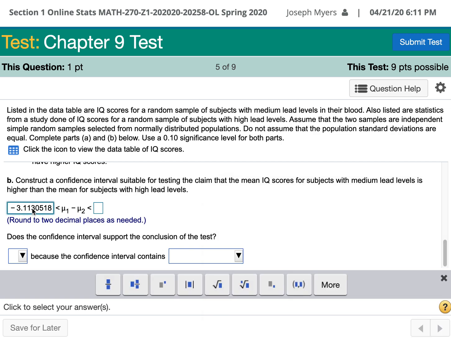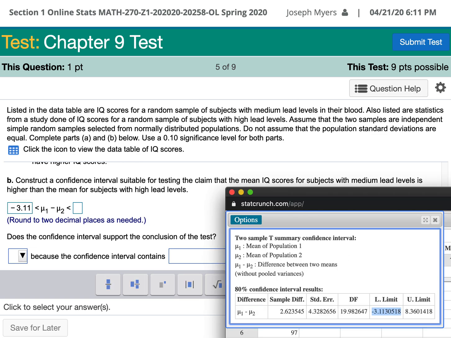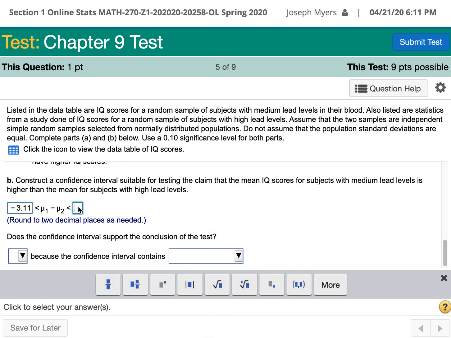Rounded to 2 would be 0.11. And then right here, rounded to 2 would be 0.36.